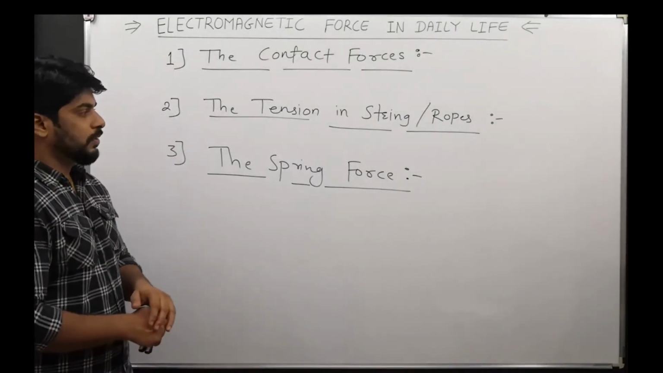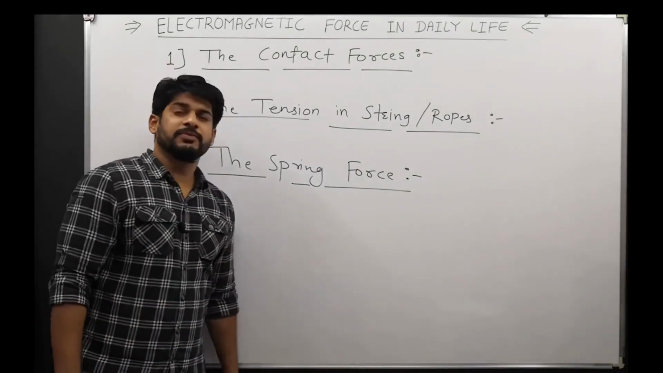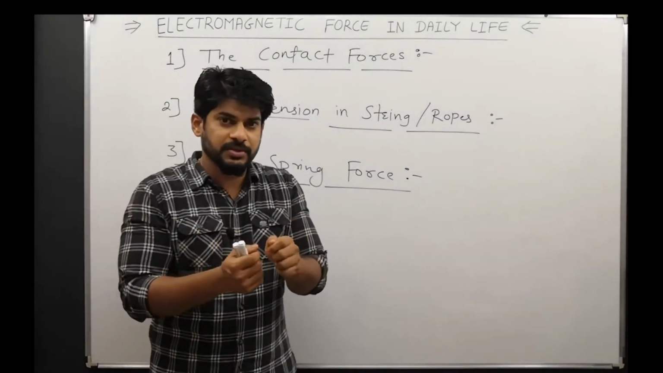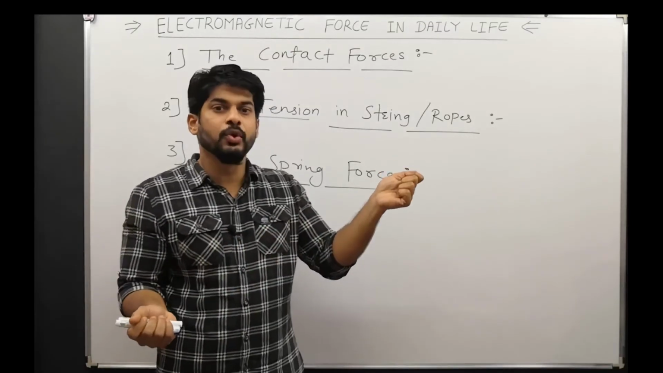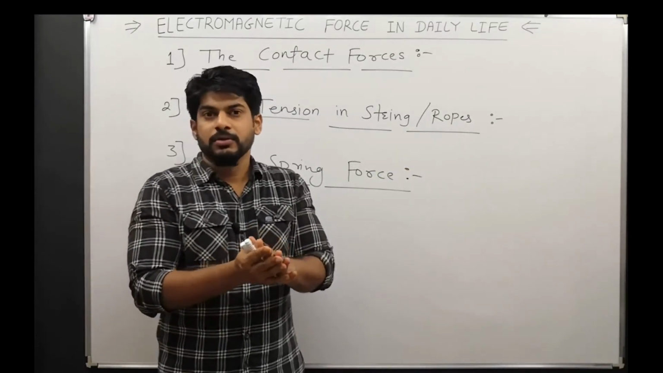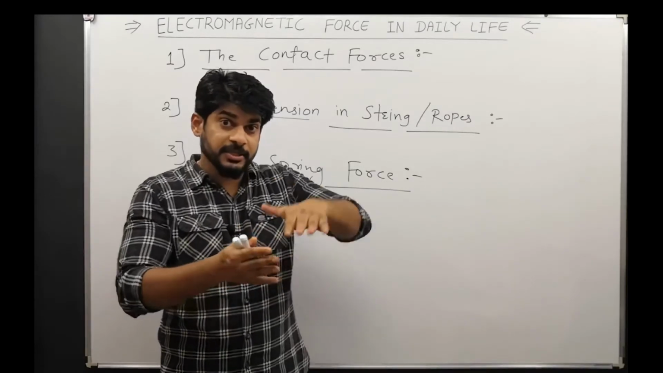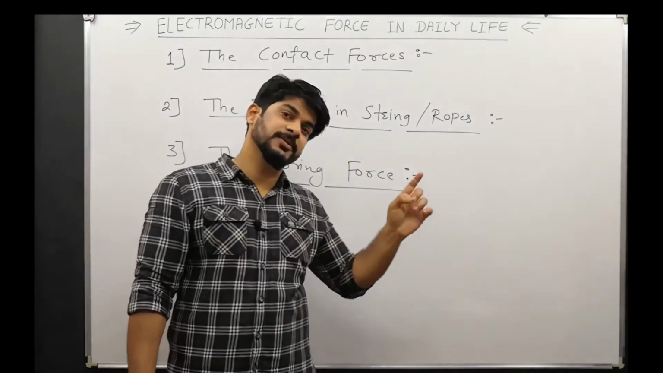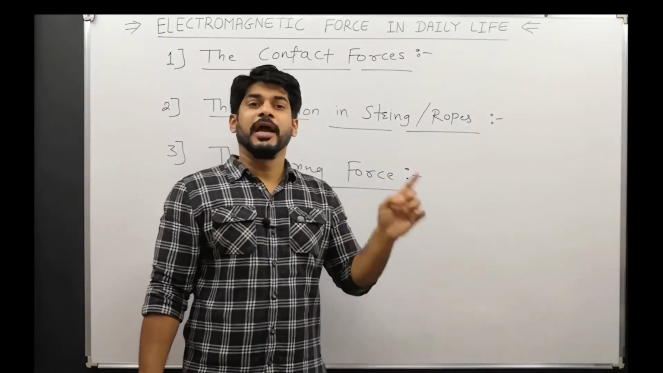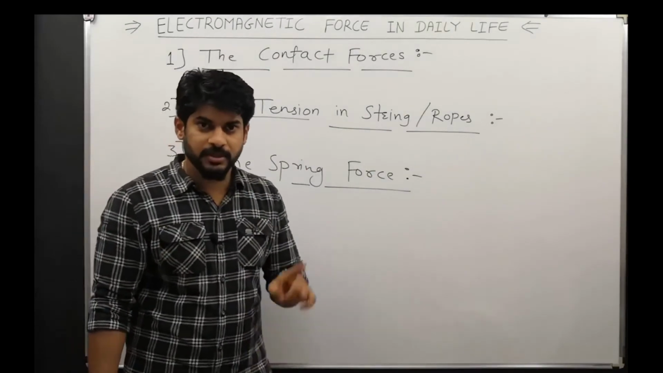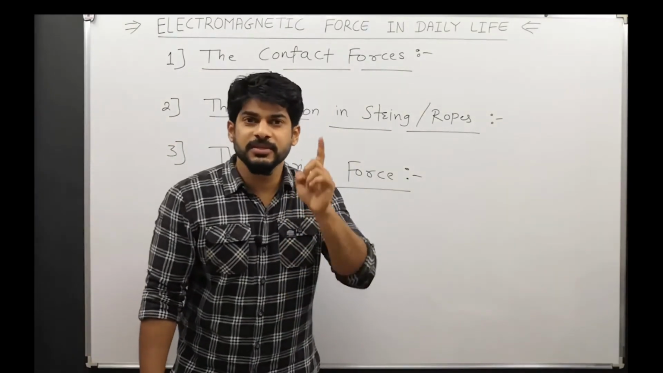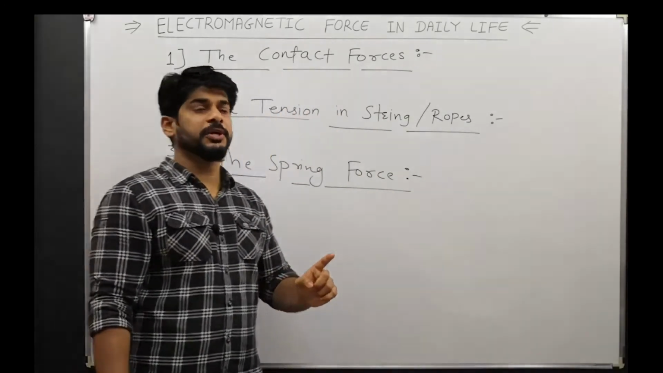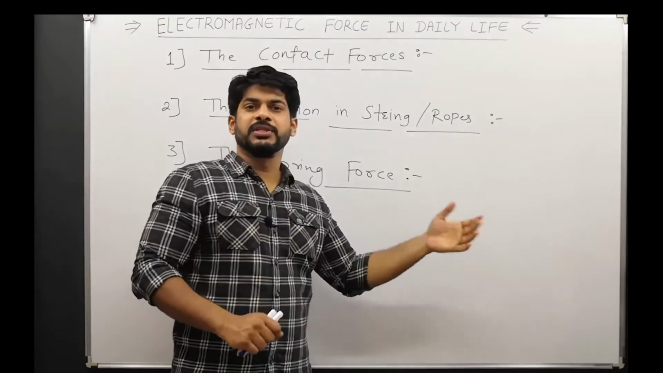So what is this natural state? It's nothing but when the spring is neither stretched nor compressed. When it is neither stretched nor compressed, that state is called the natural state. And the length of the spring in the natural state is called the natural length of the spring. Then we can compress it, we can stretch it.